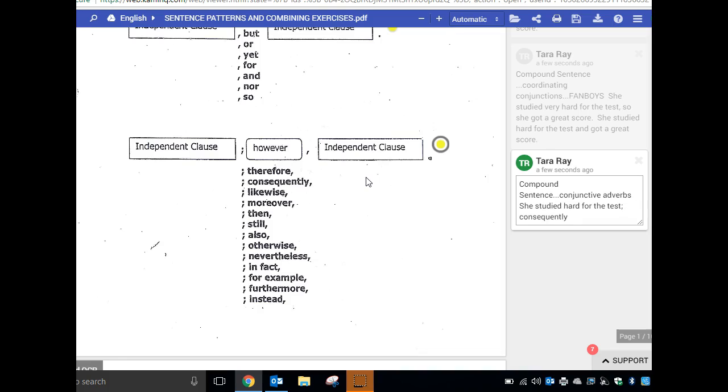Consequently, she got a great score. One more option, okay? It looks fancy, right? It looks like a fancy way to join sentences.